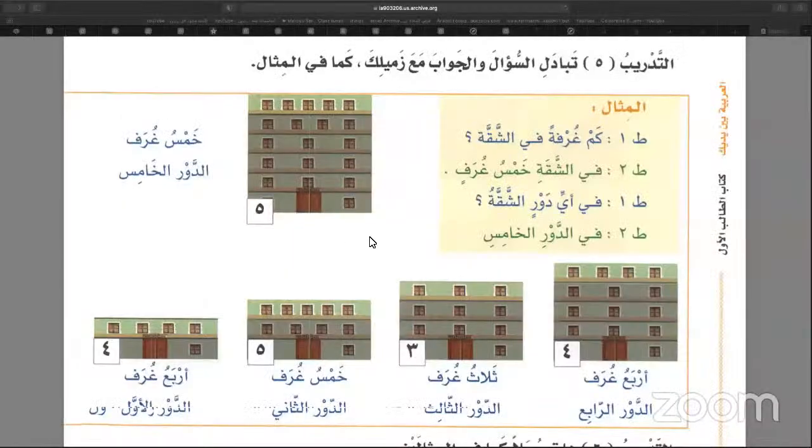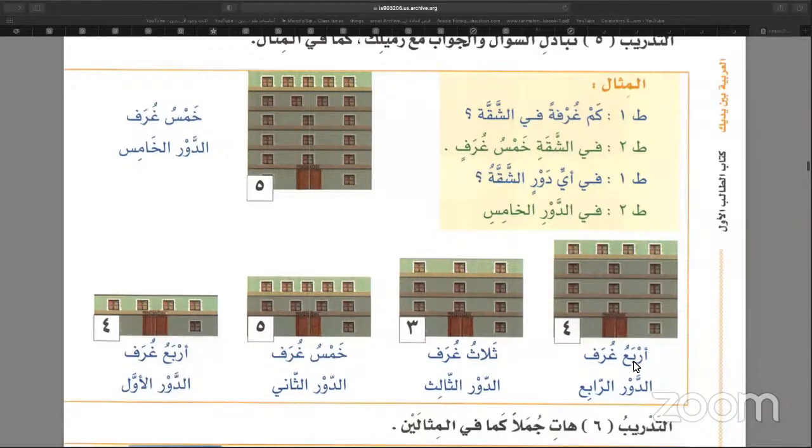غرف. In the apartment there are 5 rooms. في أي دور الشقة. In which floor is the apartment? في الدور الخامس. It is in the 5th floor. Awesome. All right.